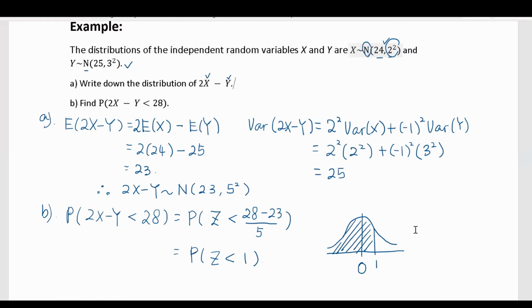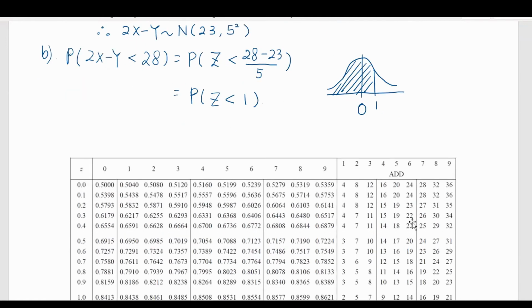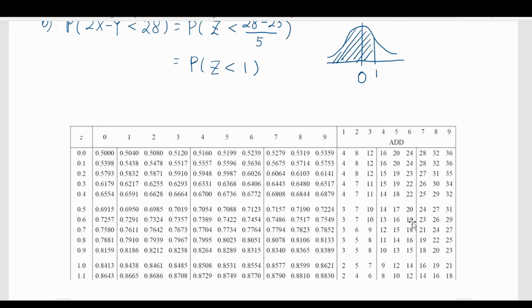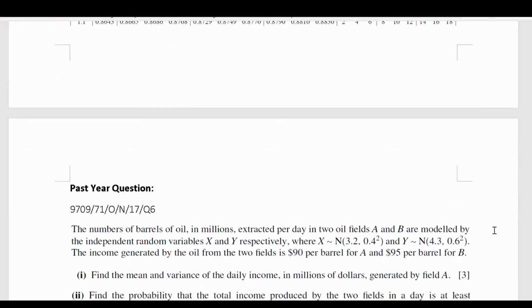This is an extract of a normal distribution table. Since I want the z-score of 1, it means 1.0 and 0. The corresponding probability is 0.8413. So that is the answer for part B, the probability found. Now we move on to the next question.